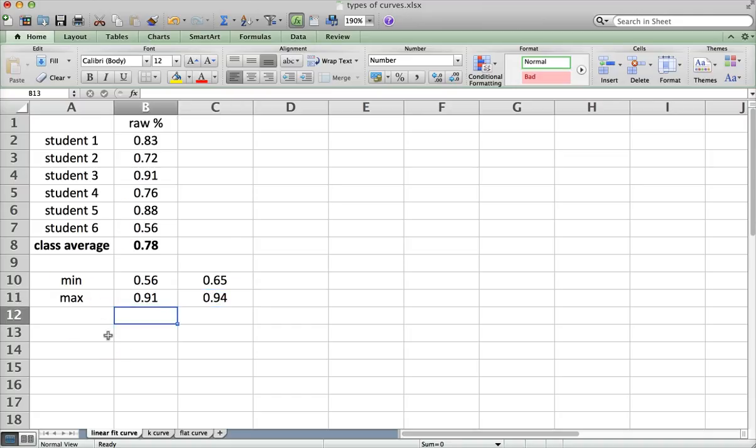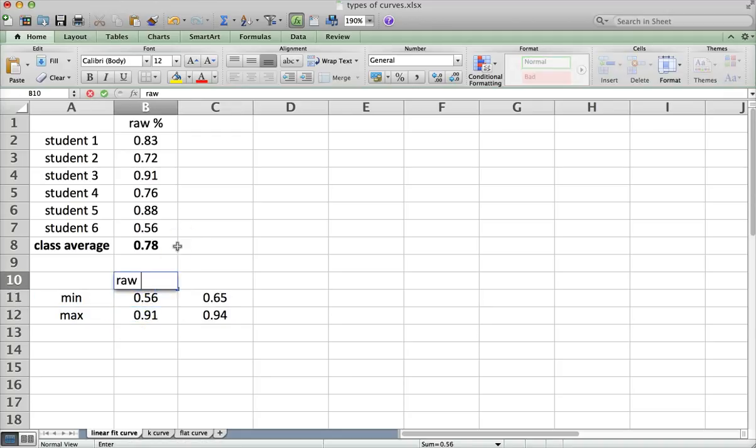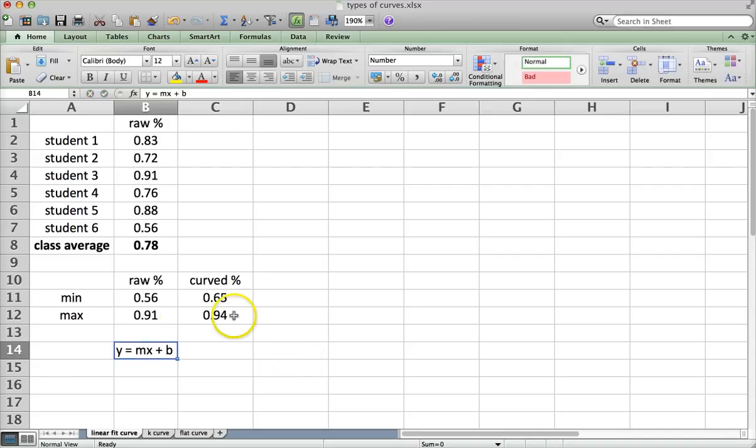Okay, so I want to set up, these are right here, the raw percentages, and I want to convert those raw percentages into curved percentages. And so I'm going to set up a y equals mx plus b linear equation, where I want to plug in for x the raw percent and get out as y, the output, the curved value. So my raw percents are my x values. The curved are my y values that I want to be the output from my equation.